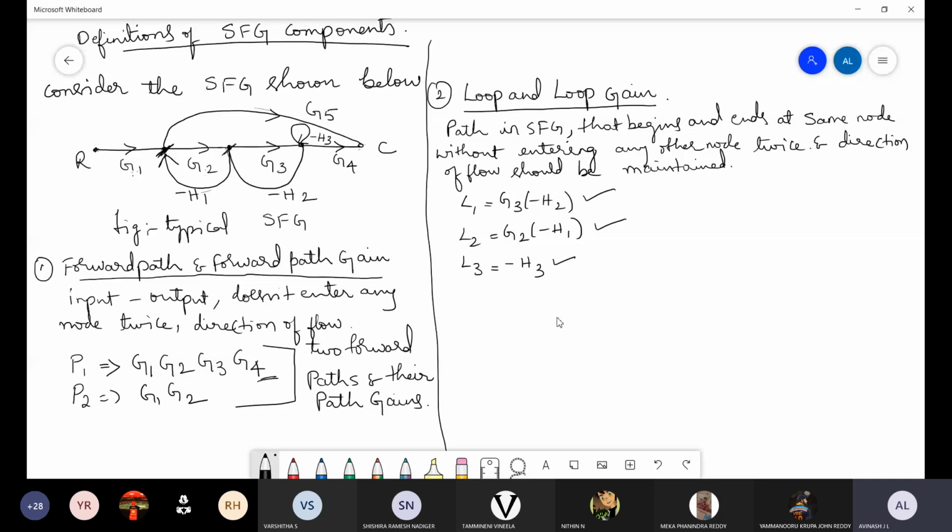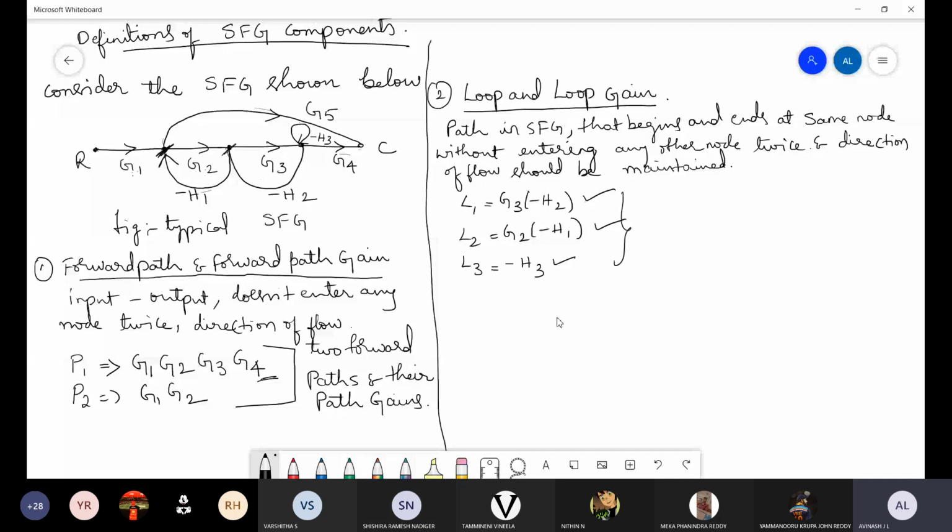Clear. And H3 is a self loop. We can say self loop because it starts in the same node, ends in the same node, and is not going to any other node. So that is why it is called a self loop. Clear. And when we talk about this, from this particular point, from G5, if you go there, you cannot have a path to come back. So there is no path to come back. That is why there are only 3 loops in the given signal flow graph. Is it clear?